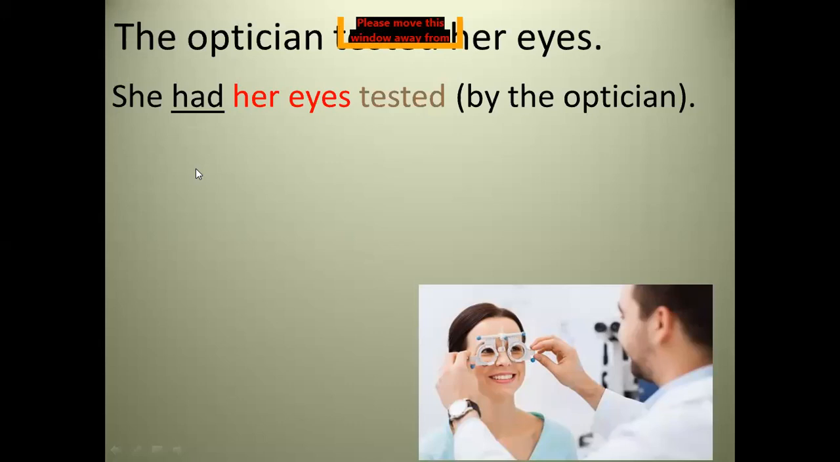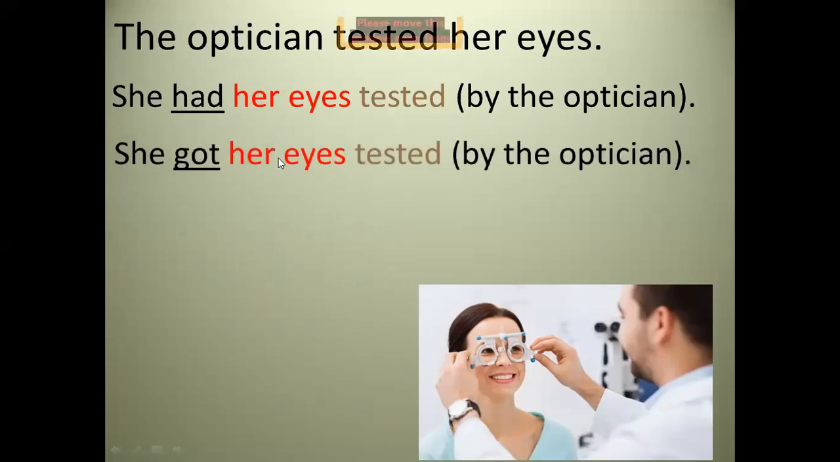Right. Use get in the same tense as tested. Tested is in the past simple, so use get in the same tense. Get will be in the past simple. Ziad Saber: she got her eyes tested. Okay, she got her eyes tested. You can say by the optician. Okay, this is the passive causative form.